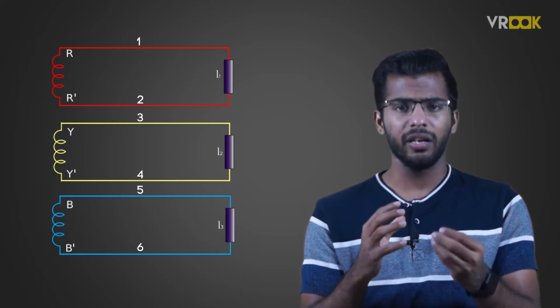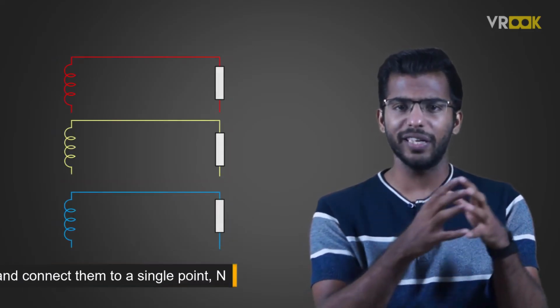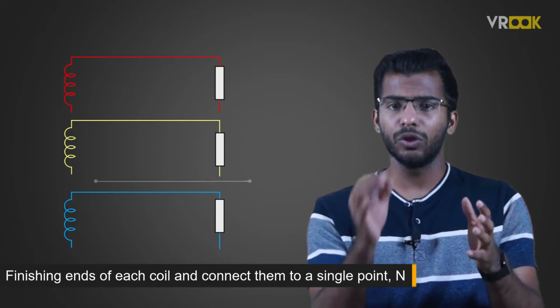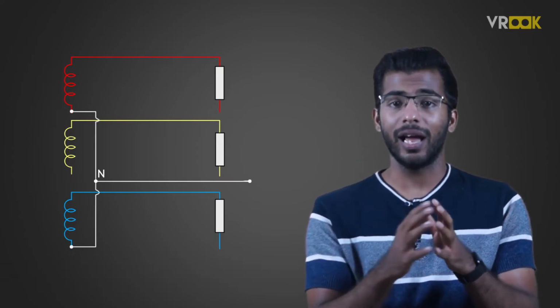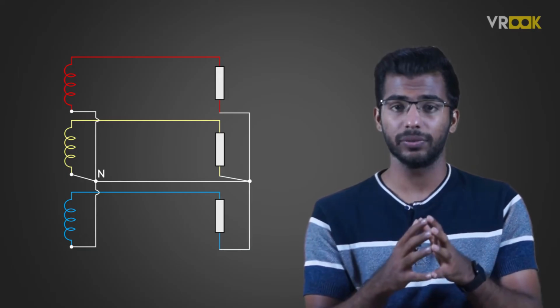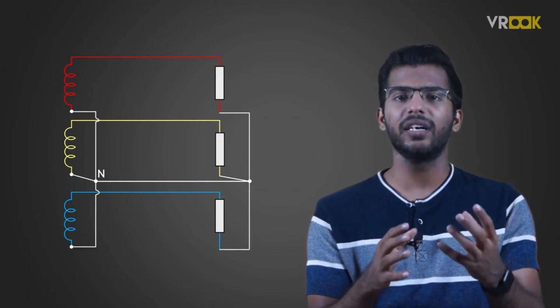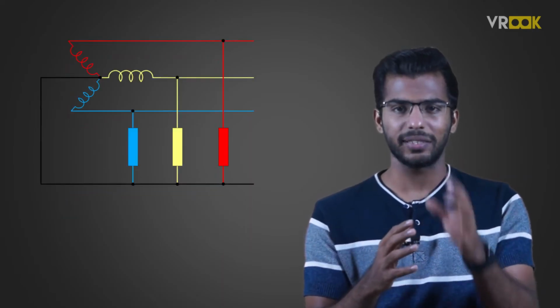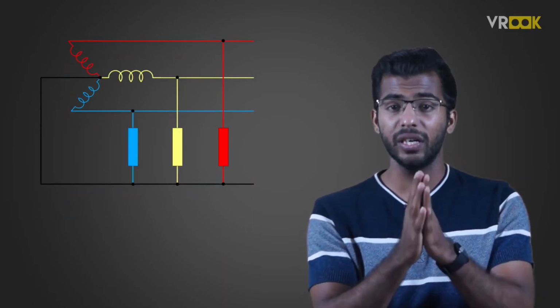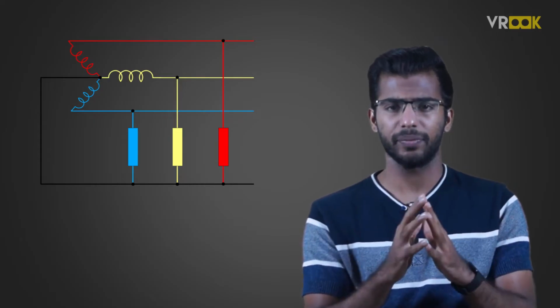Let us just say we take out the finishing ends of each coil and connect them to a single point N. The other end is free and loads will be connected to these ends. Let us make this circuit into a more understandable circuit. The connections are similar, but it is convenient to see it this way.